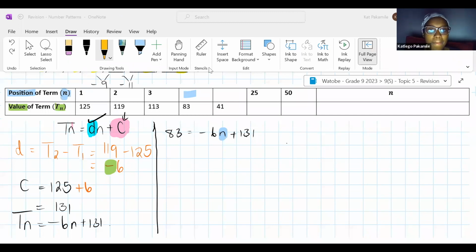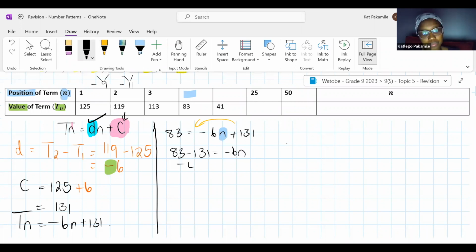Tammy? Hi, ma'am. Hello. You say 83, so you're going to transpose the 131 to the left. So you're going to say 83 minus 131, which is going to give you negative 48 equals negative 6n. And then you are going to divide by negative 6 on both sides because you want to be left with n. So negative 48 divided by negative 6, and negative 6n divided by negative 6, the answer is going to be n equals positive 8. Beautiful, Tammy. Thank you.